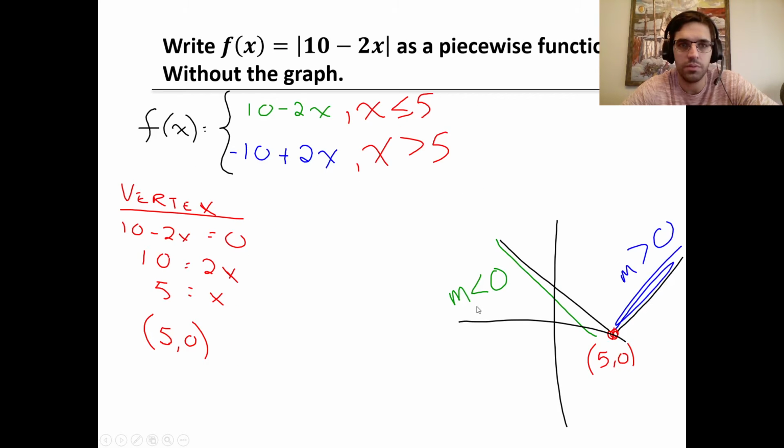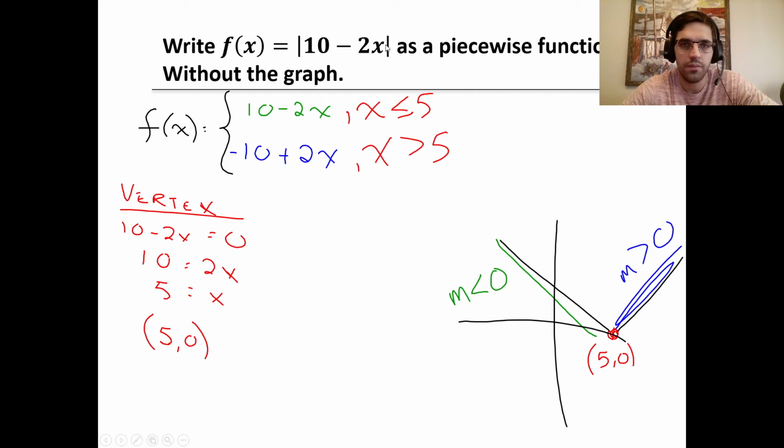Let's look at one more example of that without looking at the graph first. So I have 10 minus 2x. Well, if I want to find the vertex, I'm going to consider when does 10 minus 2x equal 0. And when I solve that, I find that x is going to be 5. And so that tells us that the point (5, 0) is the vertex of our V.